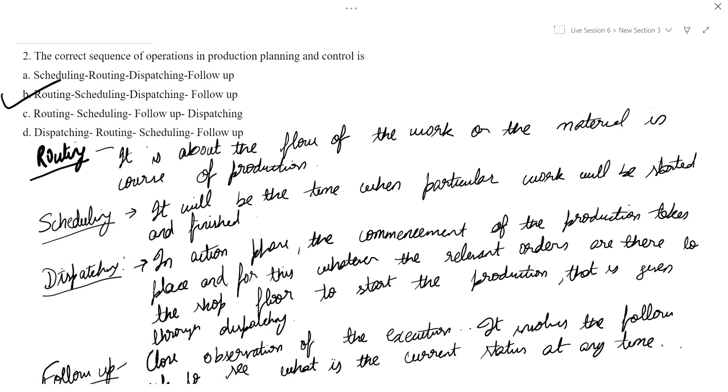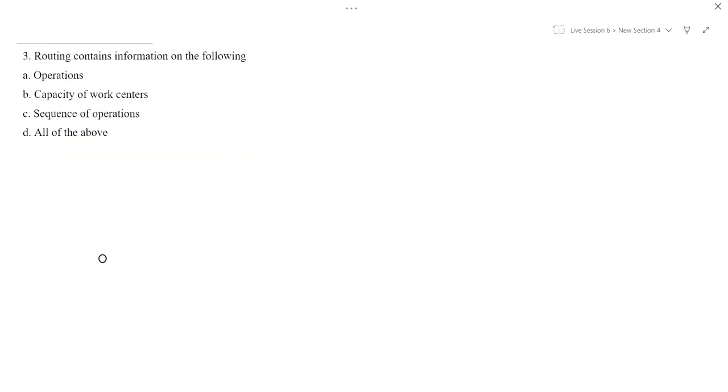So the next question is, routing contains information on the following. Which of the options? Operations, capacity of work center, sequence of operations, all of the above. So, routing is about the sequence. Yeah, correct. D is the correct option.